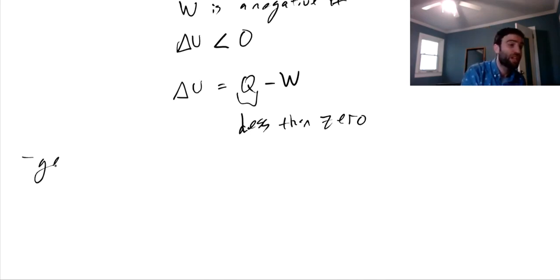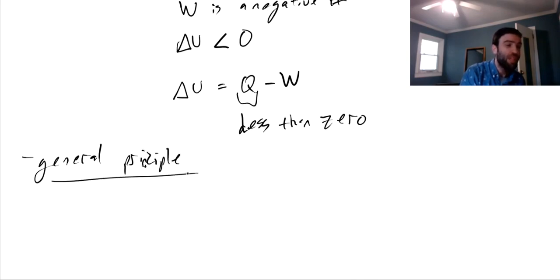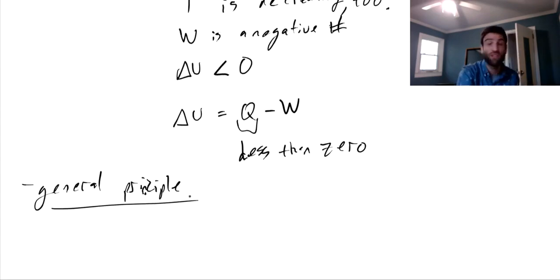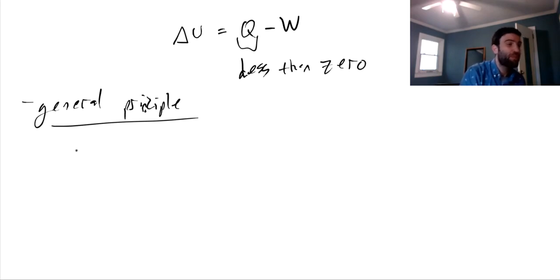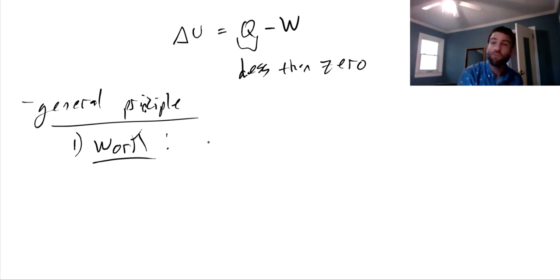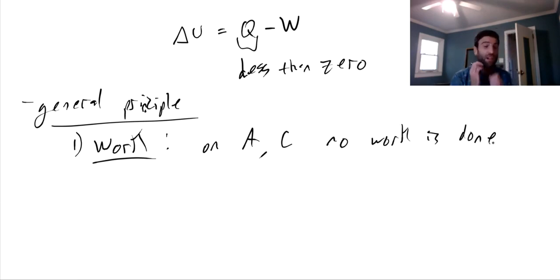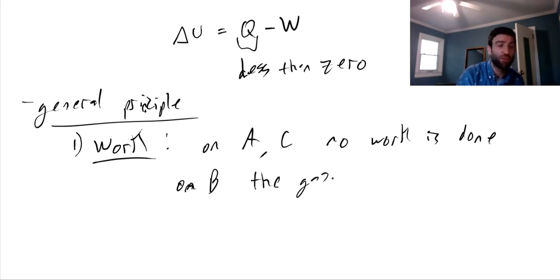So, let me write the kind of general principle in terms of work, heat, and the internal energy of the gas during this particular cycle, right? So what we have is, first, let's think about the work. From what we wrote above, on segments A and C, no work is done. Those were where the volume was locked, the piston was locked, and neither the gas did work on the piston nor piston did work on the gas. On segment B, the gas did positive work.